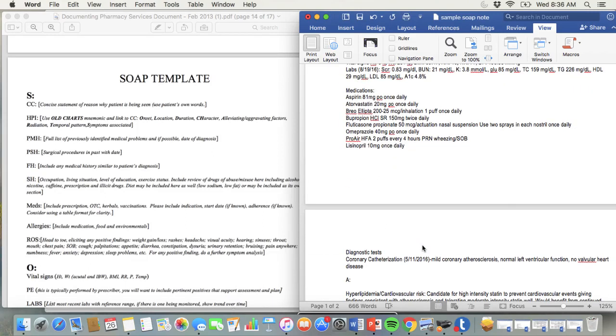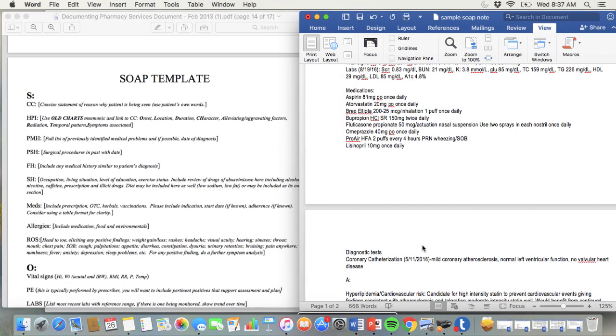And then finally, diagnostic tests. So this patient had a coronary catheterization in May of 2016, which showed mild coronary atherosclerosis, but normal left ventricular function and no valvular disease. So this patient has evidence of atherosclerosis and also symptoms of stable angina, which currently the patient is not experiencing. And so it's been recommended that this patient just be treated medically without intervention at this time.